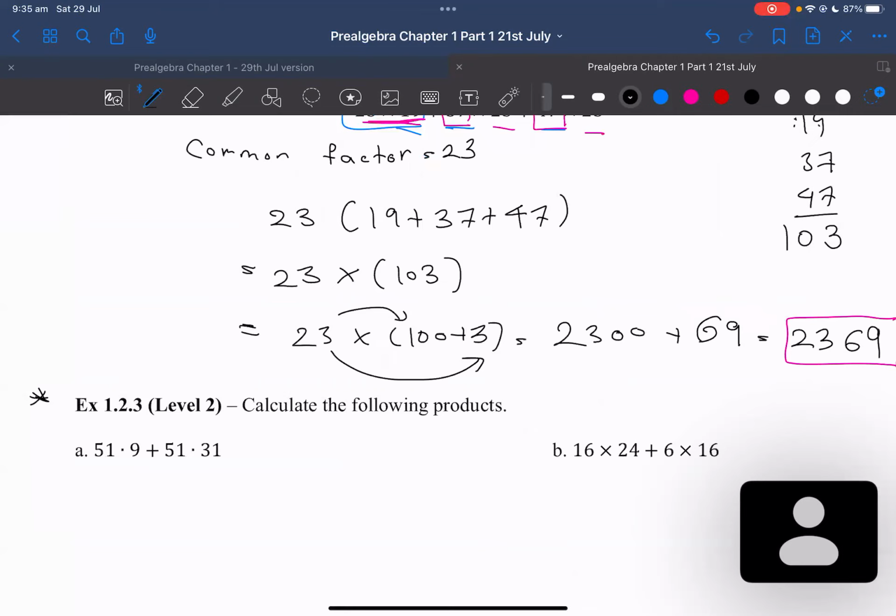See the difference between what you did and what I did? So you took out the 51, but then you added it twice. You only add what's inside the bracket, which is 9 plus 31. That's good. You don't add the 51 together. The 51 is the common factor. And we finish with that. Keep going with the next problem. Good.